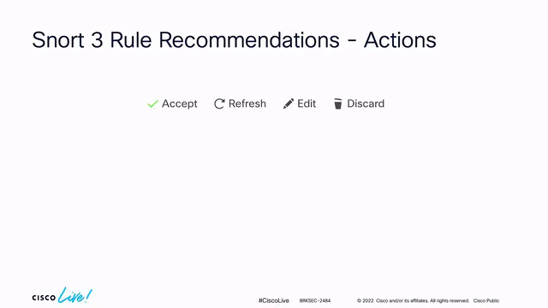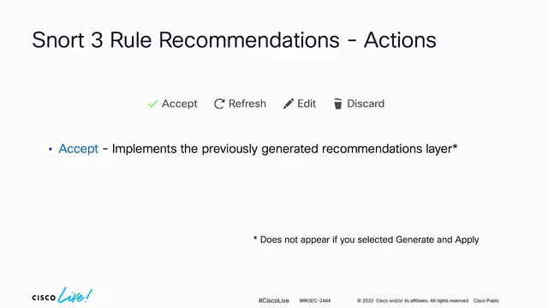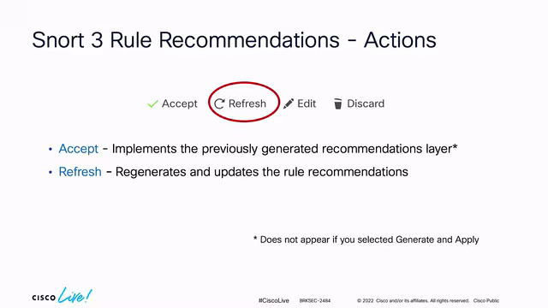So accept, you'll see that if you only picked generate, meaning I want to generate recommendations but don't want to actually use them yet. If you've done that and you change your mind, say, okay, I'm ready to use them, then you can click accept. It'll put that layer into the policy to make it active. Otherwise, you're not going to see that if you pick generate and apply, because you're already using it. So there's no reason to accept it. Refresh just runs those recommendations again, looking at your host database, looking at the vulnerabilities in the VDB.